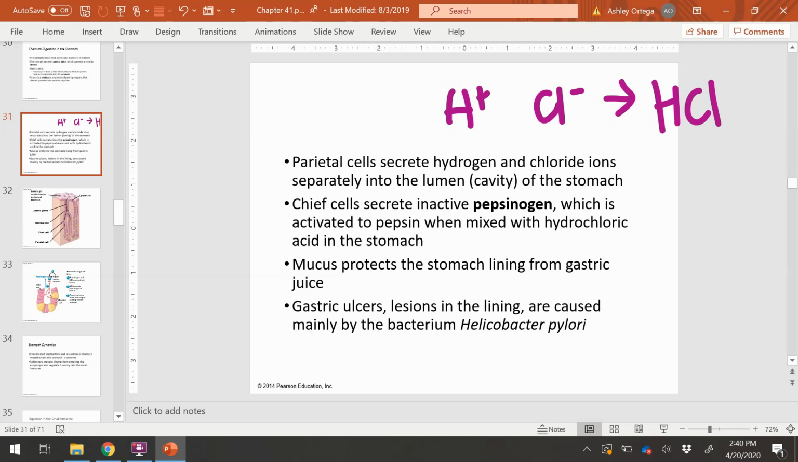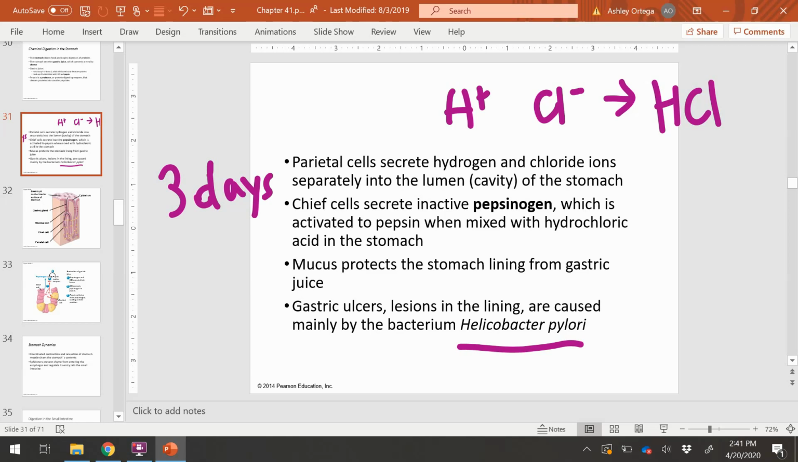Mucus is also secreted. This protects the stomach lining from gastric juice, which is very acidic and can be very corrosive. But overall, stomach cells are replaced every 3 days anyways. And so if they are damaged, they will get replaced in about 3 days. However, certain things can occur, like gastric ulcers. These are lesions in the lining of the stomach. These are broken cells, broken areas of the stomach, and this is caused mostly by the bacterium H. pylori, or Helicobacter pylori.